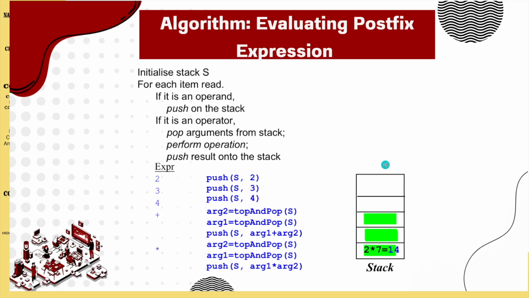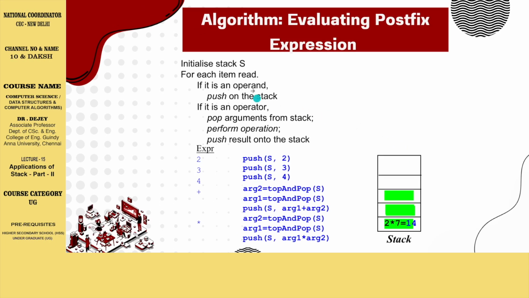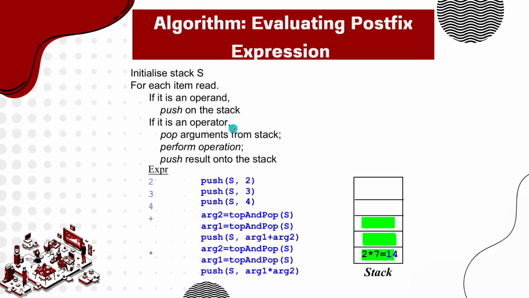For evaluating a postfix expression, first of all you should have a stack ready and initialize it to be empty, and then we read an item from the input. If it is an operand, we push it onto the stack, and whenever we encounter an operator, we pop entries from the stack. Mostly the operators would be binary, so we pop 2 entries from the stack, perform the necessary operation, and finally push the result back onto the stack. We keep doing this till we reach the end of input.